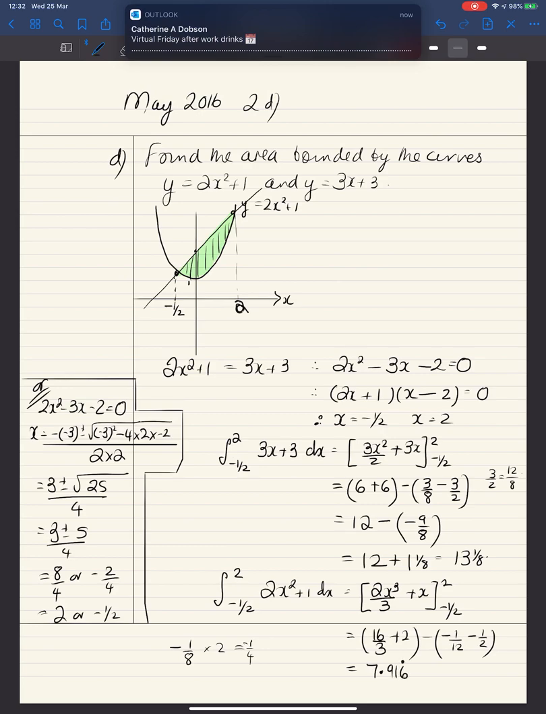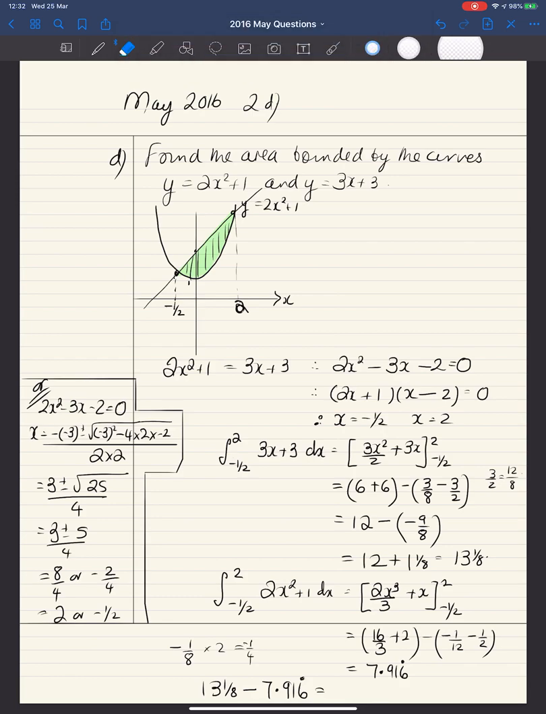Okay, and so the overall answer that we want is 13 and 1/8, take away 7.916 recurring. 13.125 take away that, the answer is 5.21. Okay, that's the answer for that one.